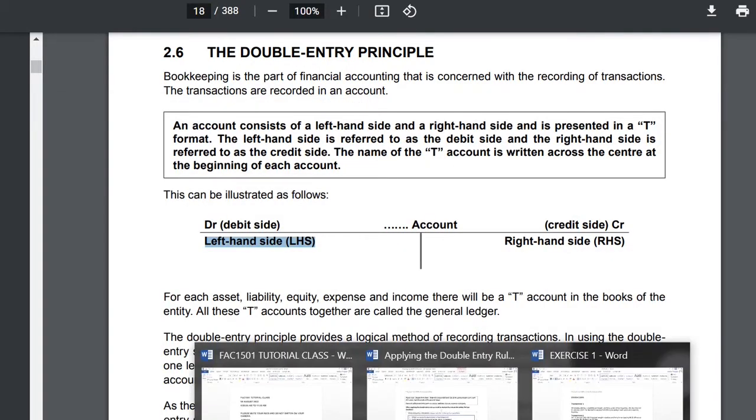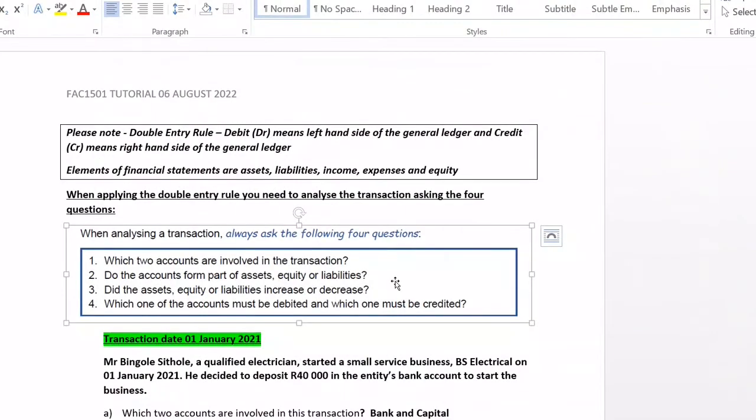Okay. And then, yes, and then I haven't got my study material yet.